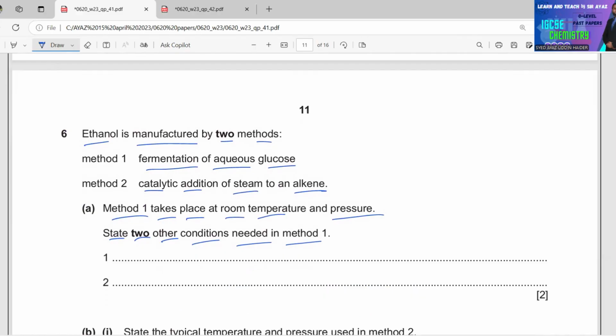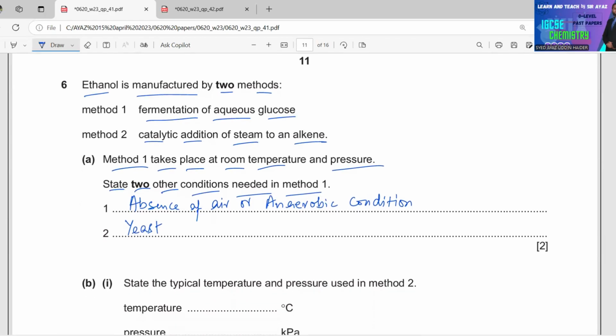So it takes place in the absence of air. So you can write absence of air or anaerobic condition, and it takes place in the presence of yeast. Yeast produces an enzyme, zymase, which catalyzes this reaction.